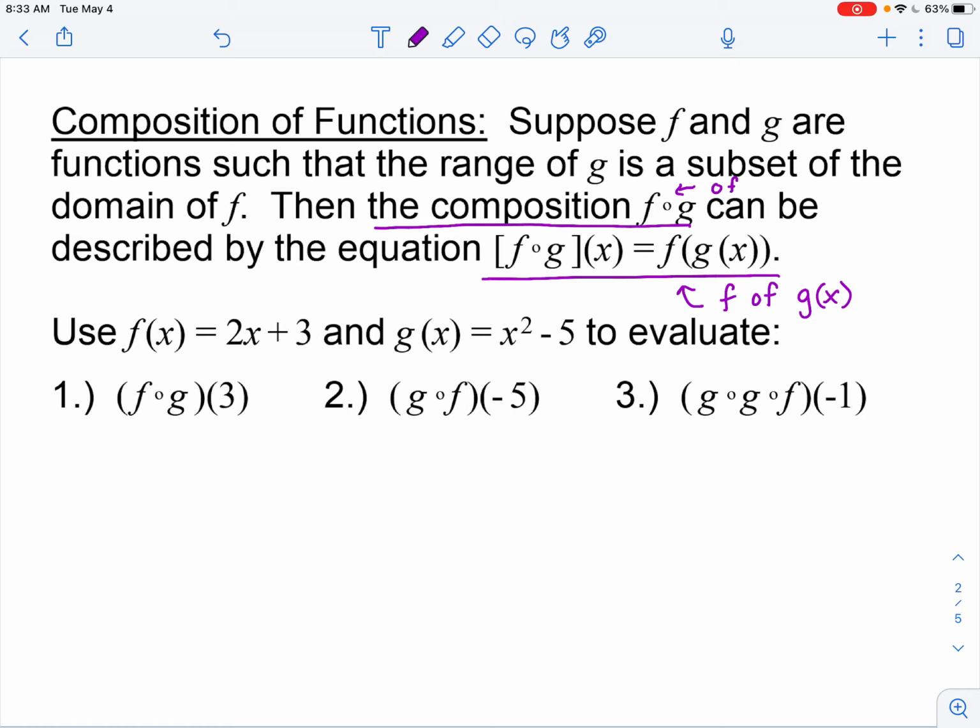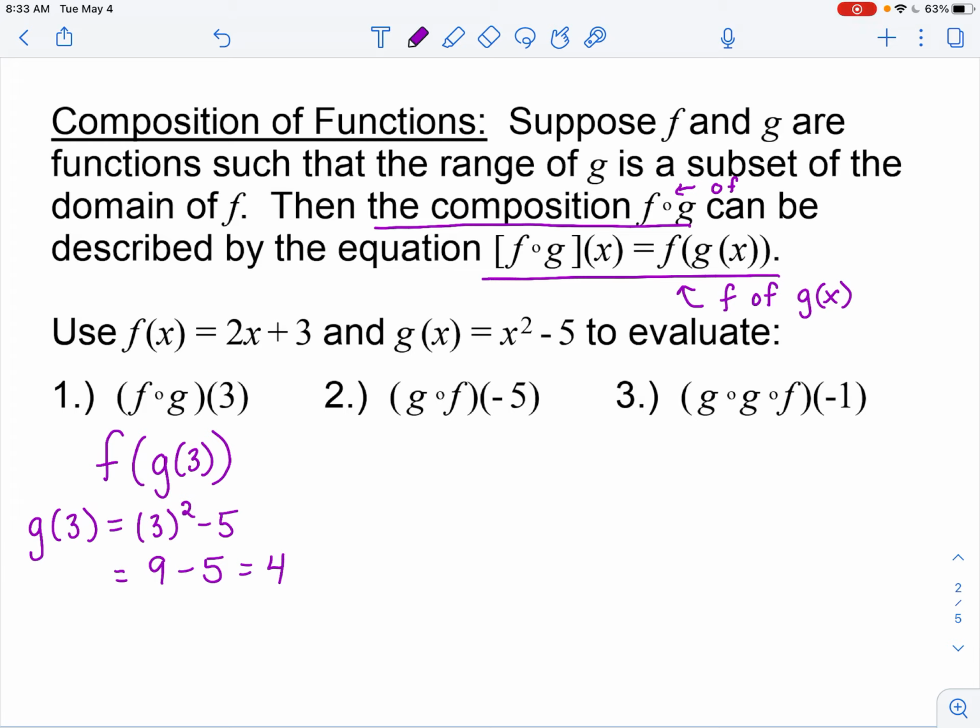So we're going to use the functions 2x plus 3 and x squared minus 5 to evaluate these different expressions. To find f of g of 3, on problem number 1, we want to find g of 3 and then plug it in. So I'm going to start with, what does g of 3 equal? g of 3 comes from x squared minus 5. So I'm going to do 3 squared minus 5, which is 9 minus 5, or 4.